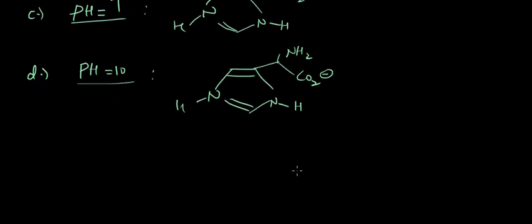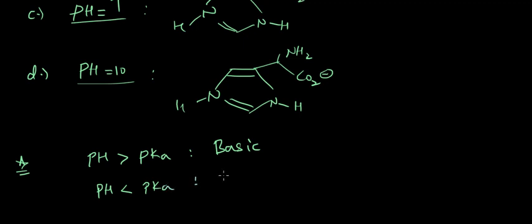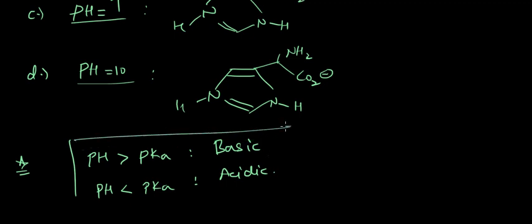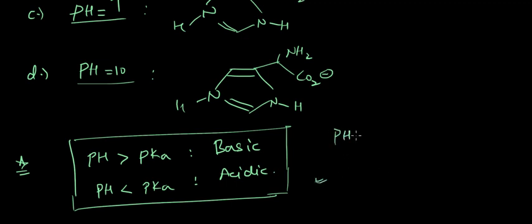Okay, so let's see what the relationship is between pH and pKa. When pH is greater than pKa, the medium applied would be basic. And when pH applied is less than pKa, it is acidic. So pH is nothing but pKa plus log of base upon acid.